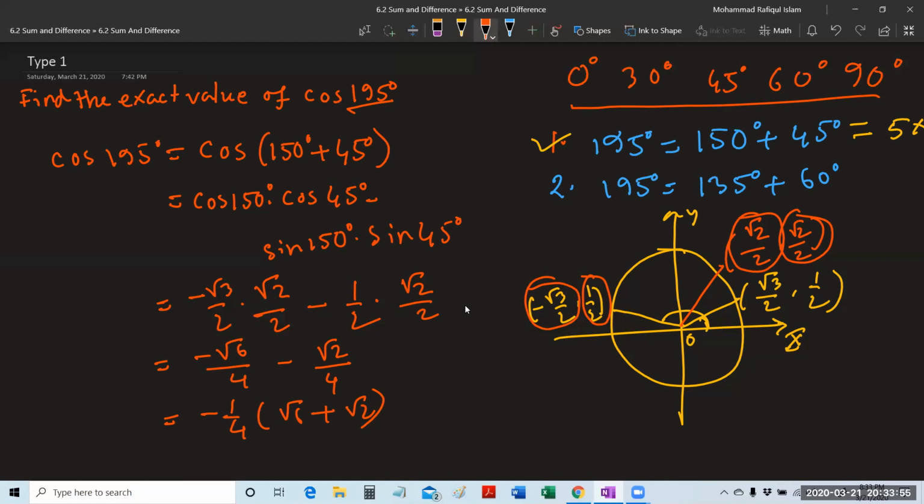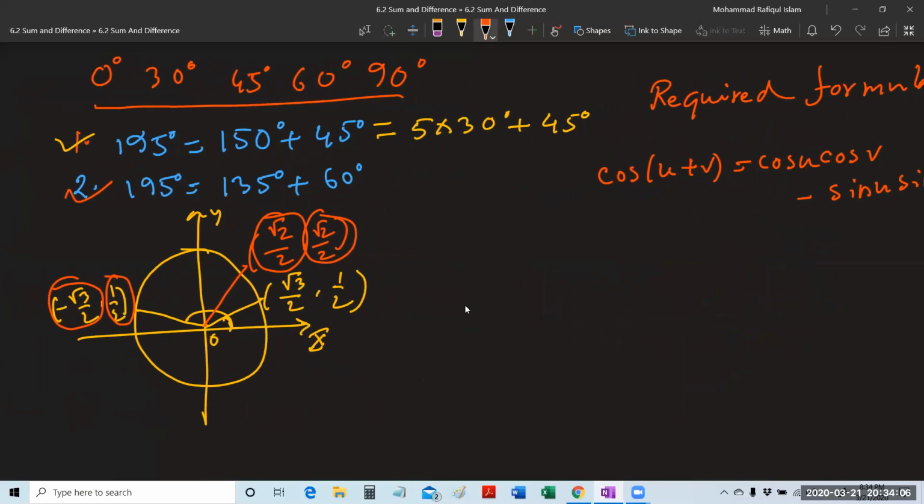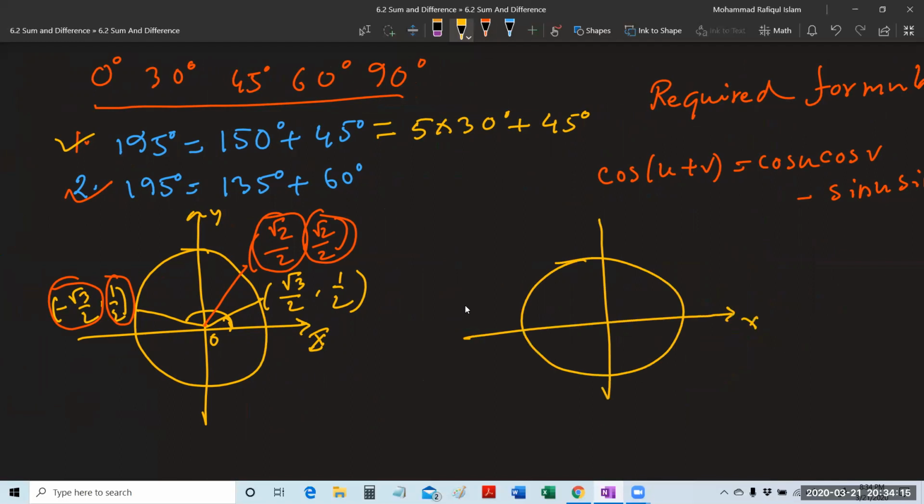Now if we work with this, 195 degrees is 135 plus 60 degrees. Let's see how I can do that. So in that case, we need to draw another unit circle, x-axis 0 and the y-axis. So 135 can be constructed as 3 times 45 degrees plus 60 degrees. Okay, so first work with the 45 degrees.